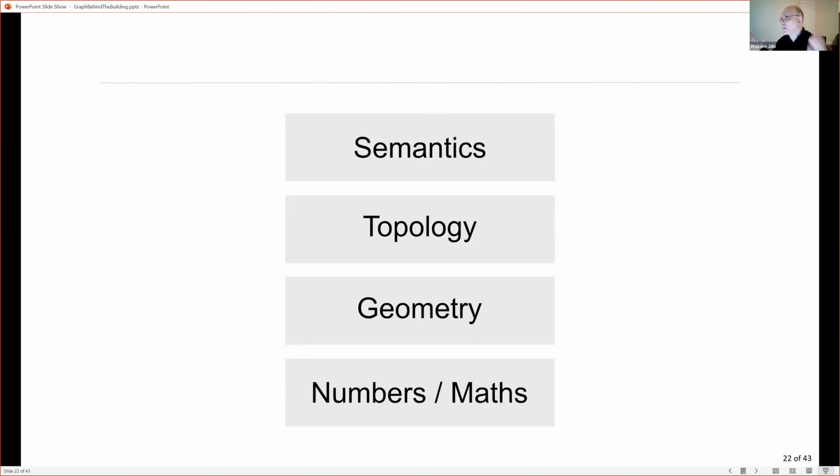So Topologic obviously starts with numbers and math. It builds on top of it a layer of geometry. It builds on top of that a layer of topology, how things are connected. And it builds on top of that semantics of information that we use dictionaries for.